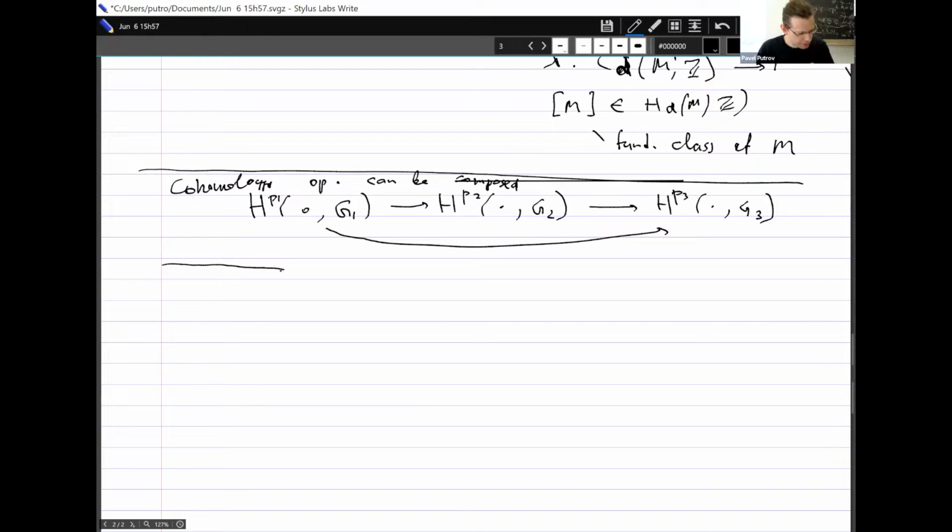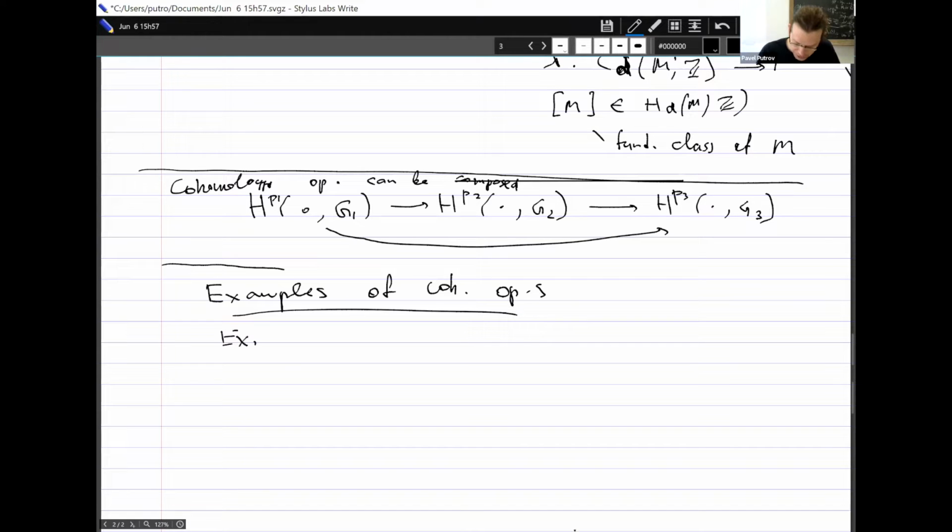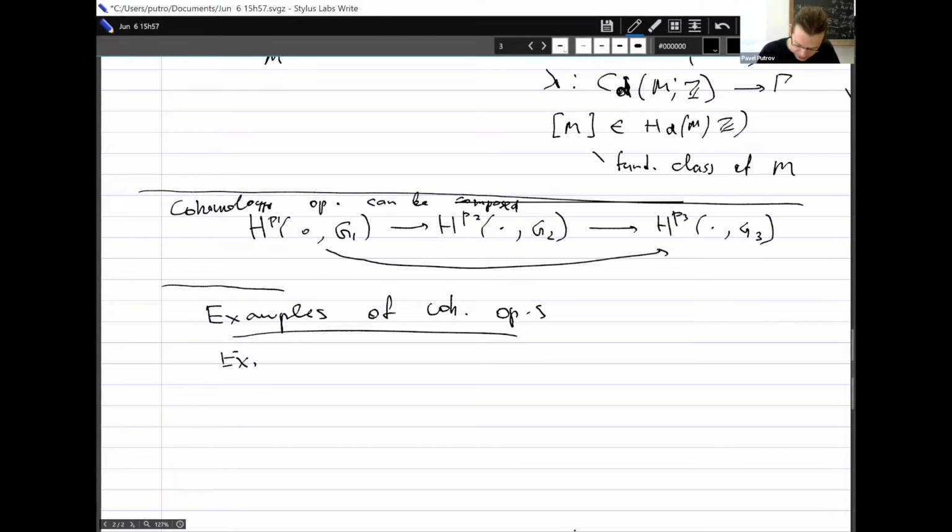And so in relatively simple cases, they will be composed using some very basic cohomology operations. So what are these? First, the basic examples of cohomology operations are the following. One almost trivial example is the following.